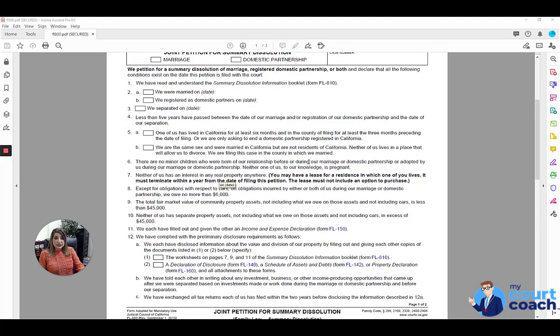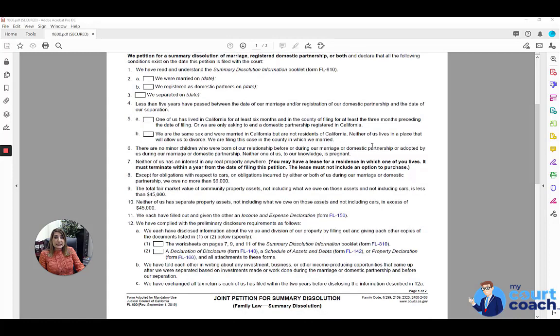Line 5 has to do with the jurisdictional requirements. One of you has to have lived in California for at least 6 months prior and in the county of filing for at least 3 months prior to filing this petition. If you are asking to terminate a same-sex marriage but are not currently residents of California, that's okay as long as you were originally married in California. If that's your situation, then you want to mark box 5B.